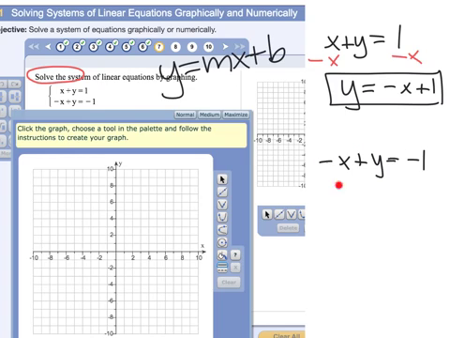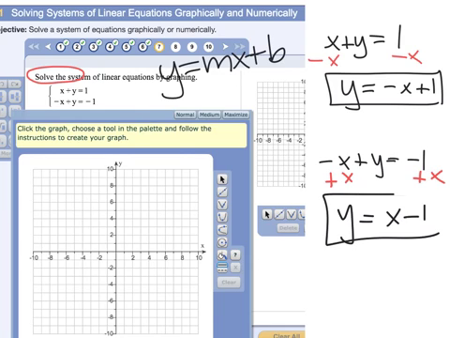And then this line, this x is on the wrong side, so I need to add x to both sides. And so that gives me y is equal to x minus 1. So we have these two lines, all right? And we need to graph these two lines over here on our coordinate grid using the shortcut. So let's start with this one.